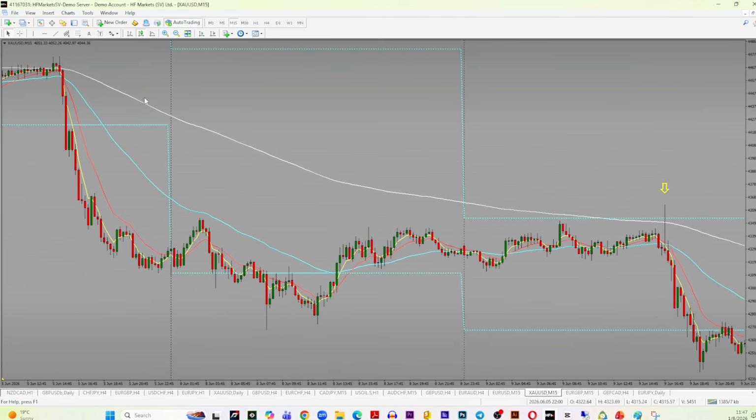So this is the M15 time frame where you will be trading this system from. And what you can see are my EMAs. These are the general EMAs that we use on this channel.